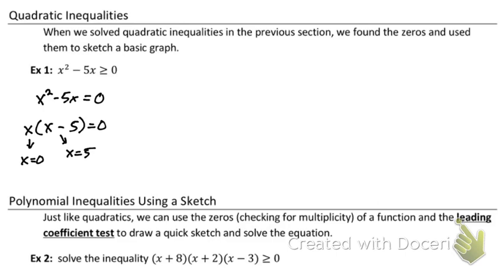Wait, would it be x is greater than or equal to 0 and x is... We're just going to find our zeros first. We're actually finding where it's 0. I'm just pretending it's equal to 0 so I can do the graph. So now I can make a quick graph.